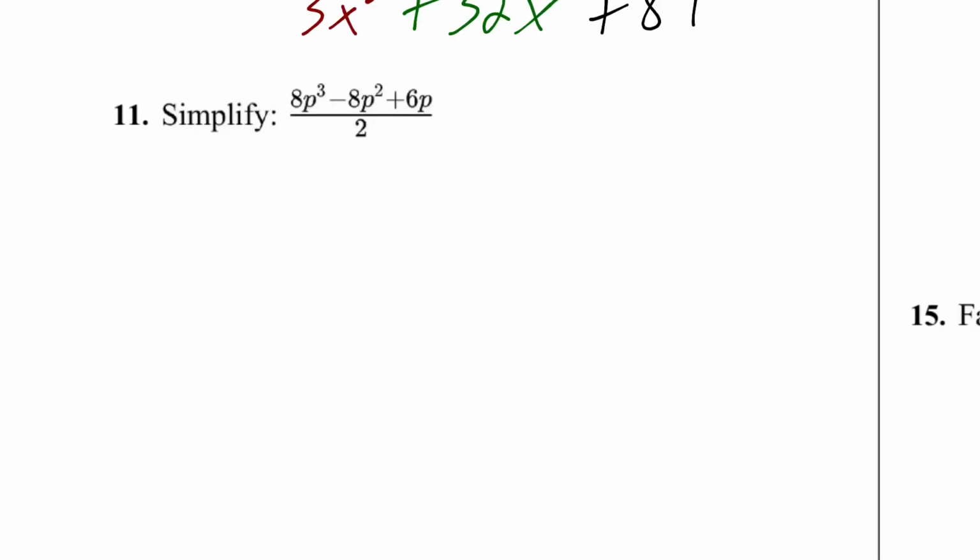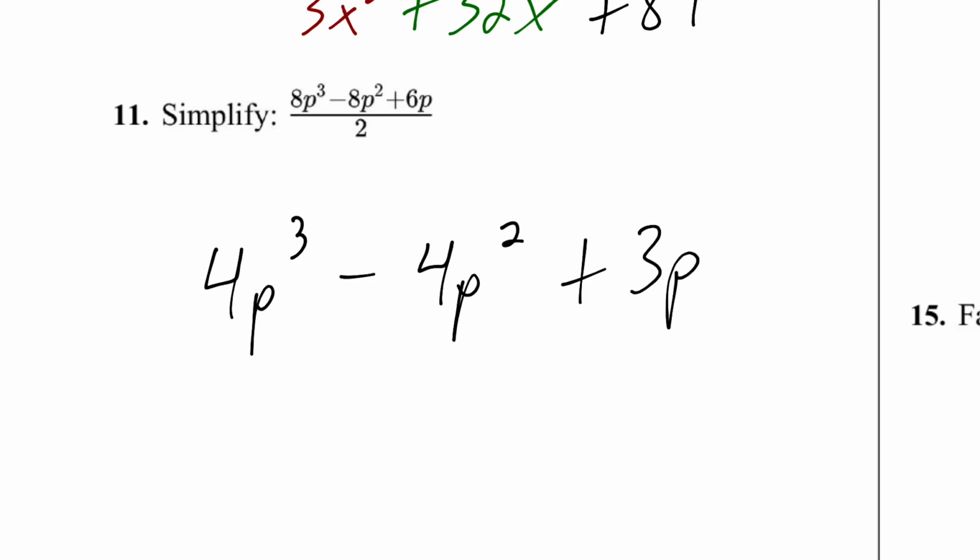This one we're only dividing each term by 2, so this becomes 4p cubed minus 4p squared plus 3p. Notice my letters and exponents did not change at all because I was only dividing by a number. So it was just 8 divided by 2, negative 8 divided by 2, and 6 divided by 2.